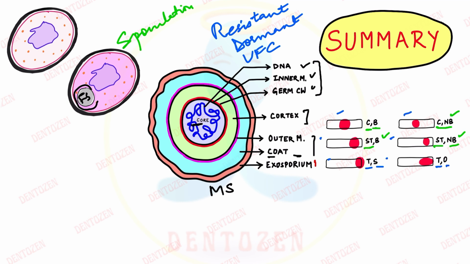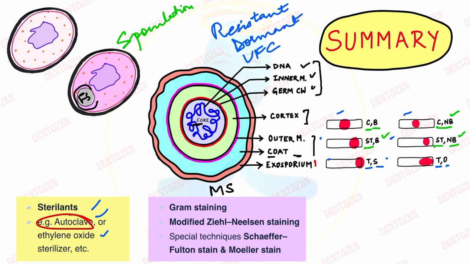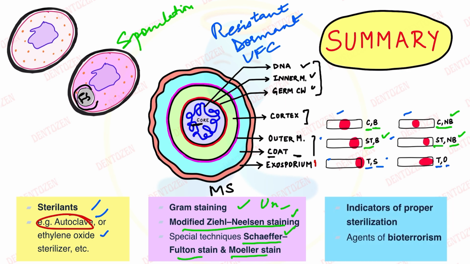Now, sporicidal agents which can kill the spores can be sterilants, like autoclave or ethylene oxide. Autoclave is the most effective method. The methods of demonstration are Gram staining, where they appear as unstained material, or modified ZN staining, or special stains, that is Schaeffer-Fulton and Moeller stain. And then their applications, they can be used as indicators of proper sterilization and agents of bioterrorism. So that is how you can write your short note.